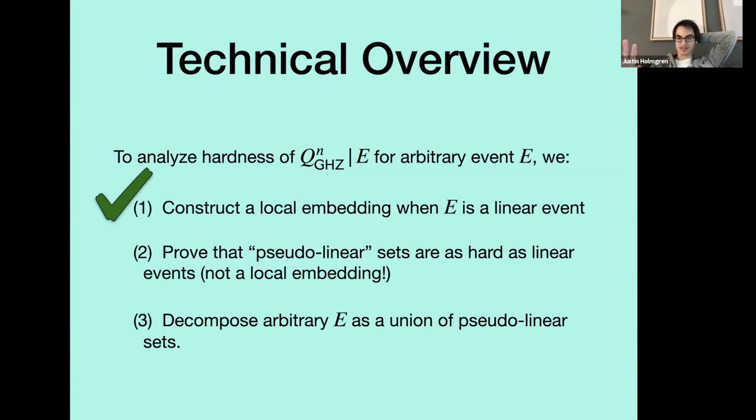So anyways, I've said step one of the proof overview. The next two parts rely on relaxing a little bit to what we'll call pseudo-linear sets instead of just linear events. On the one hand, we want to prove that with the right notion of pseudo-linear sets, they're as hard as linear events, so we can inherit the hardness that we just proved. On the other hand, we want to be able to decompose arbitrary events as unions of these pseudo-linear events.